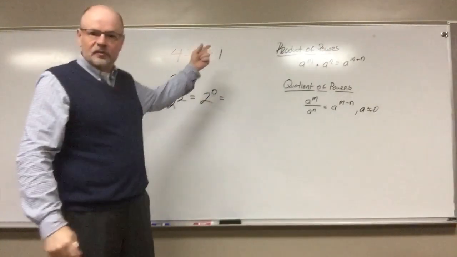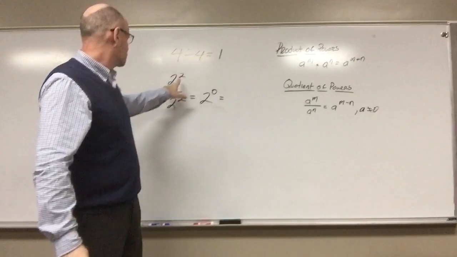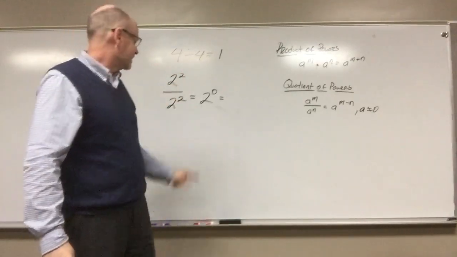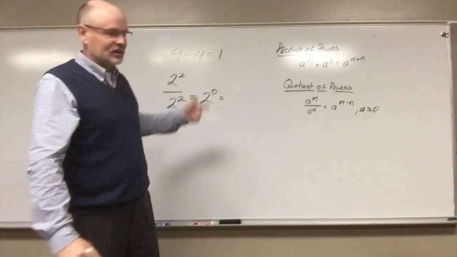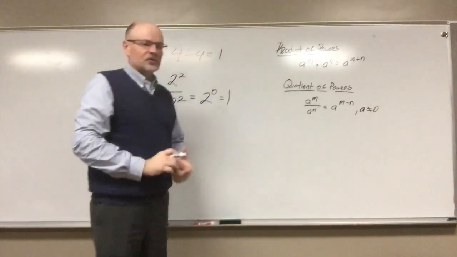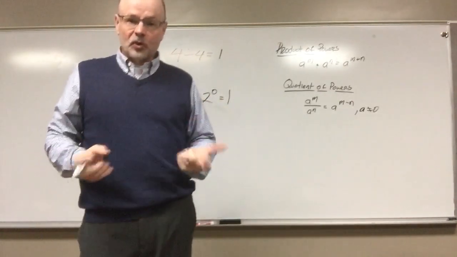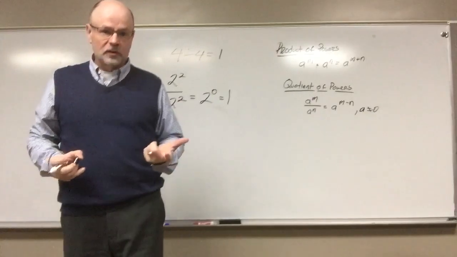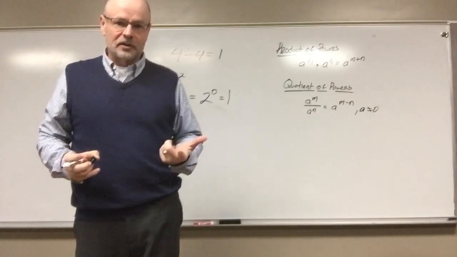Well, I know that 4 divided by 4 is 1, so 2 to the 2nd power divided by 2 to the 2nd power equals 2 to the 0 power. That still has to equal 1. So I've used the product of powers property and the quotient of powers property to prove that any number to the 0 power is 1.